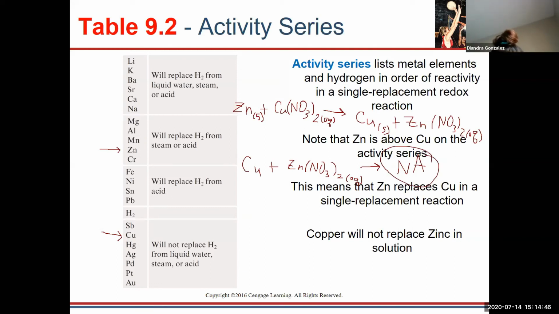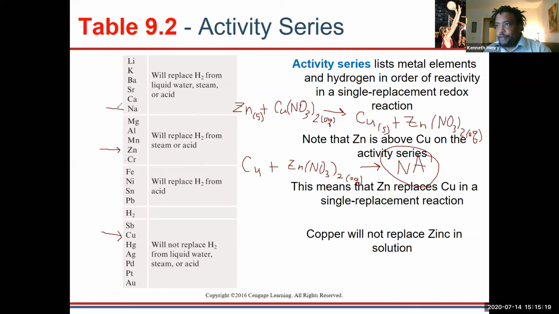Okay, so copper reacting with zinc nitrate isn't going to happen. So it's not applicable. It won't happen at all. Okay? Because in the pecking order, copper is lower than zinc. So zinc metal can replace the copper in a solution, where copper metal can't replace zinc in a solution. Do you guys get that? Yeah. Okay. So the higher you are on the pecking order, the more people you can replace.